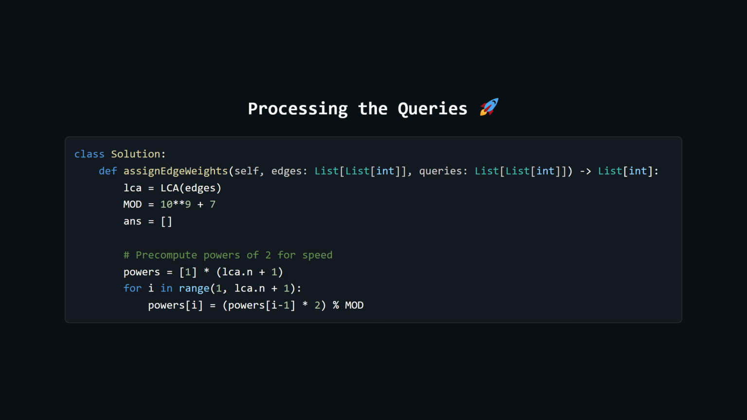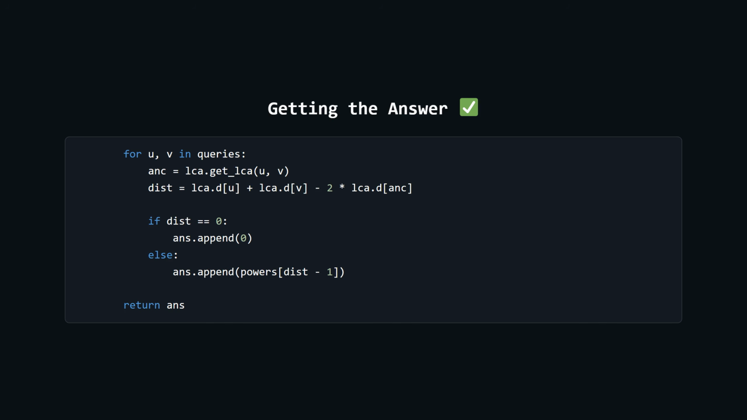Because we will be calculating powers of 2 very often, we pre-calculate them all up to the maximum possible distance to save time later. For each query, we find the ancestor, calculate the distance using our depth formula, and then simply look up the answer in our powers array using distance minus 1. We add that to our results, and we are done.